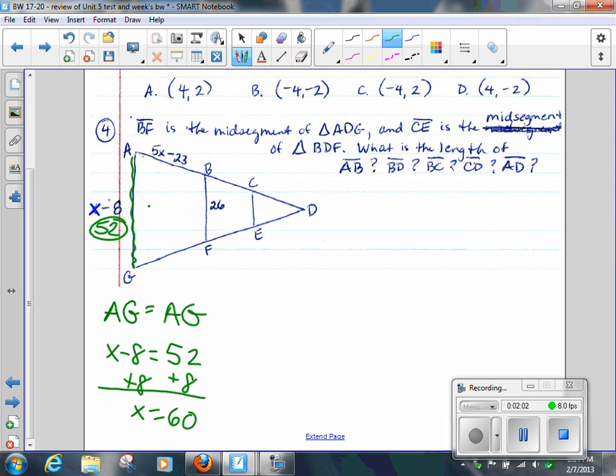Holy moly, that's a whole bunch. Now, it says that CE is the midsegment of triangle BDF, and I'm looking at the second portion right here. So if 26 is the base of that triangle, then what is the length of CE? That might be helpful to us. What else are we going to have to do? Take 26, divide it by 2, you get 13. Okay? What else do we have to do?